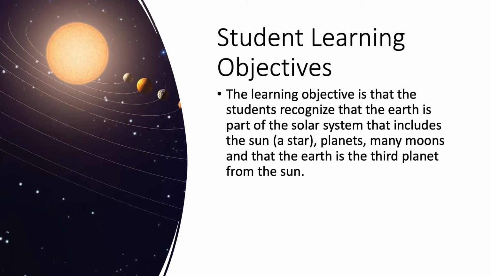The learning objective is that the students recognize that the Earth is part of the solar system that includes the sun, planets, many moons, and that the Earth is the third planet from the sun.